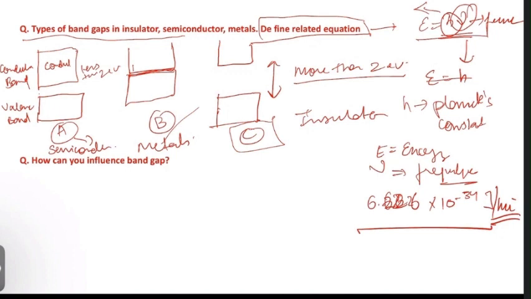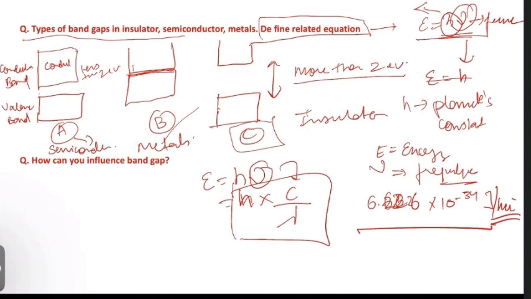So if I want to simplify E is equal to h nu, we can use h into frequency, which can be written as c by lambda. Okay, c is the speed of light.